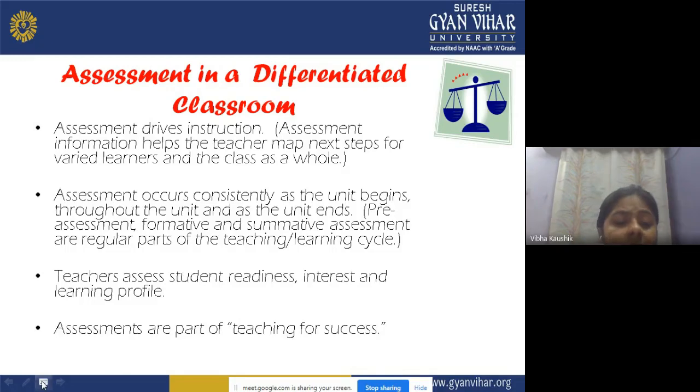Teachers assess students' readiness, whether students are ready or not, their interest, what their interests are, and learning profile, how they want to learn. Assessment is a part of teaching for success. If we are not taking the assessment, then as a teacher I will not be able to know your strengths, your learning style, how you learn better, what your interest areas are. So assessment is a part of teaching for success, because on the basis of assessment I will plan my teaching, and if I plan my teaching according to your needs, then successful teaching is there.